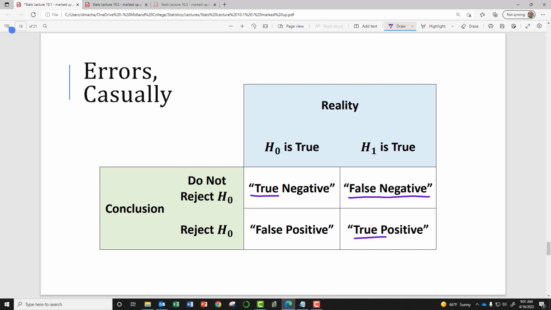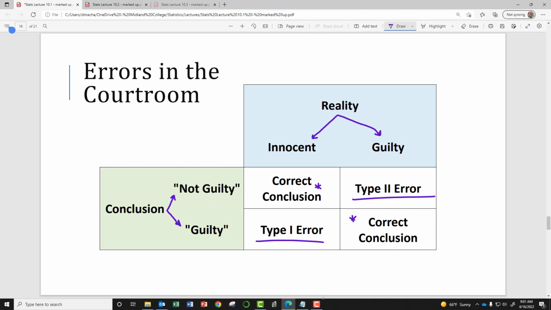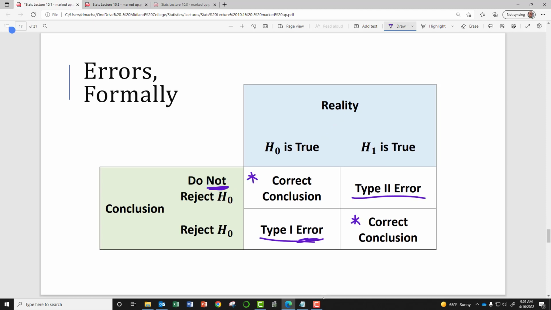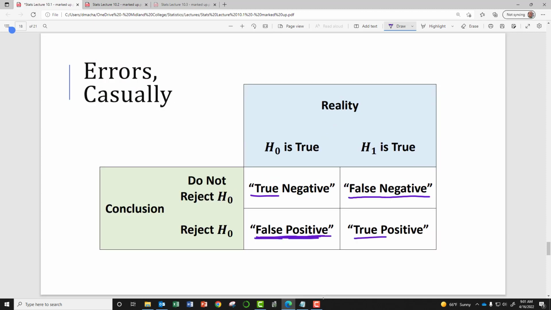If the patient is healthy, but you failed to reject the null hypothesis, well, that would be a positive test result, but it would be a false positive, because in reality, the patient is healthy. So make sure you understand these three tables and how they relate to each other before we move on: the way we talk about errors in the courtroom, the way we talk about errors formally in statistics, and the way that you might casually talk about errors, like in a medical setting.